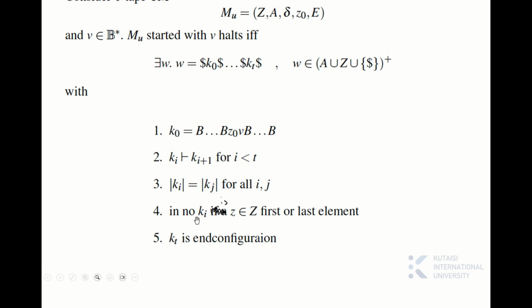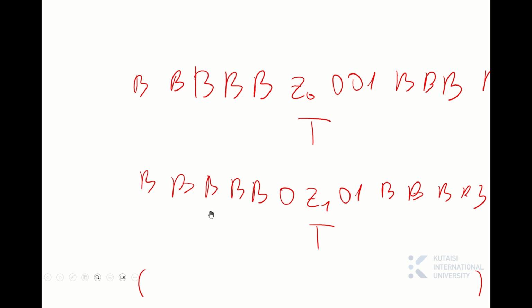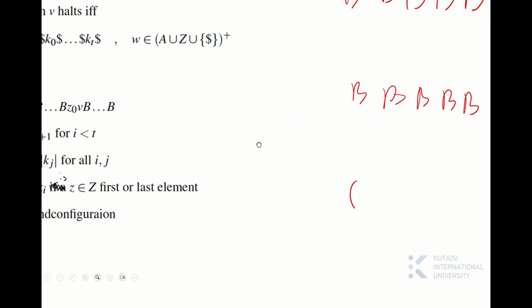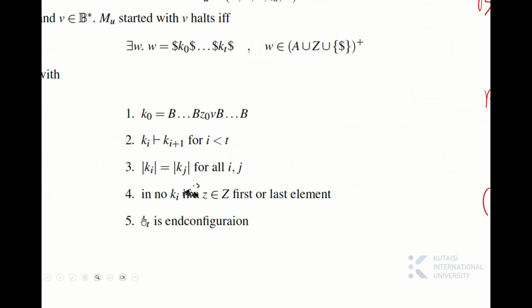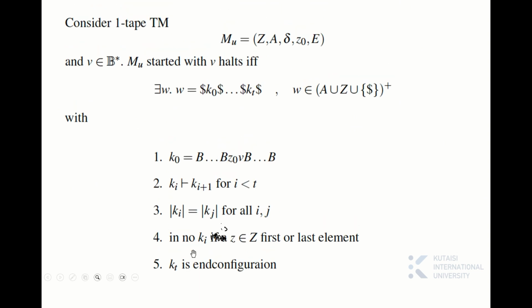Then, number 4, in no configuration is the state the first or last element. This is exactly the assumption that Z never goes to here or here, since I have enough B's written. And the final one is that the final configuration KT is an end configuration. The state is an accepting state. So if these 5 things happen, even though 3 and 4 are redundant, then I'm guaranteed that MU started on V halts.